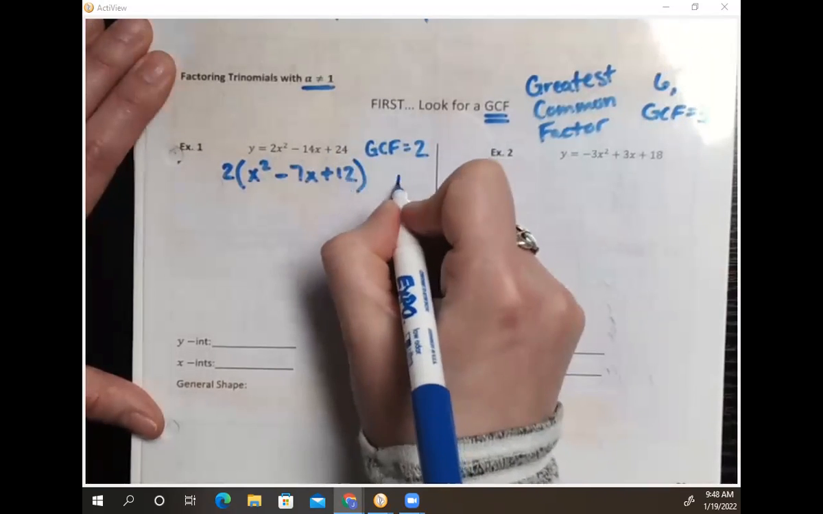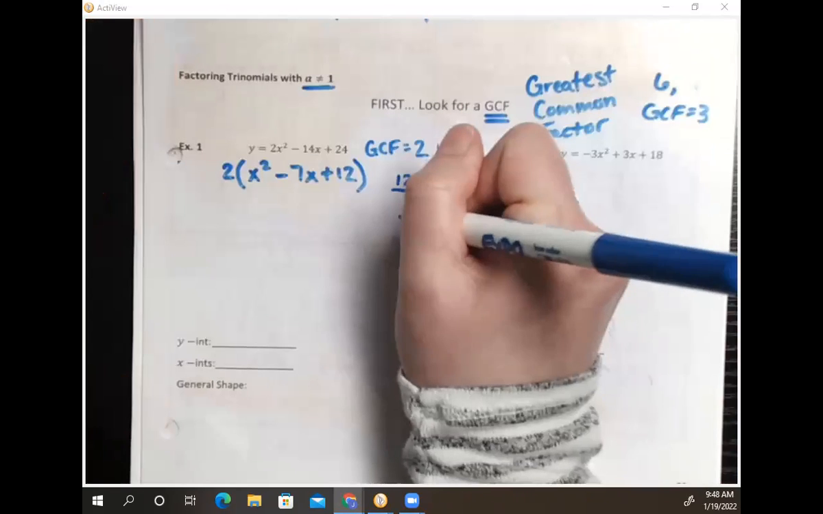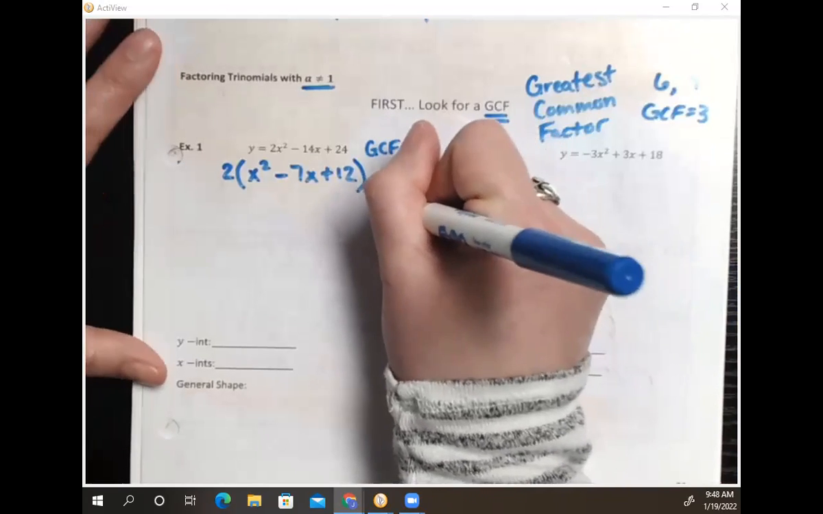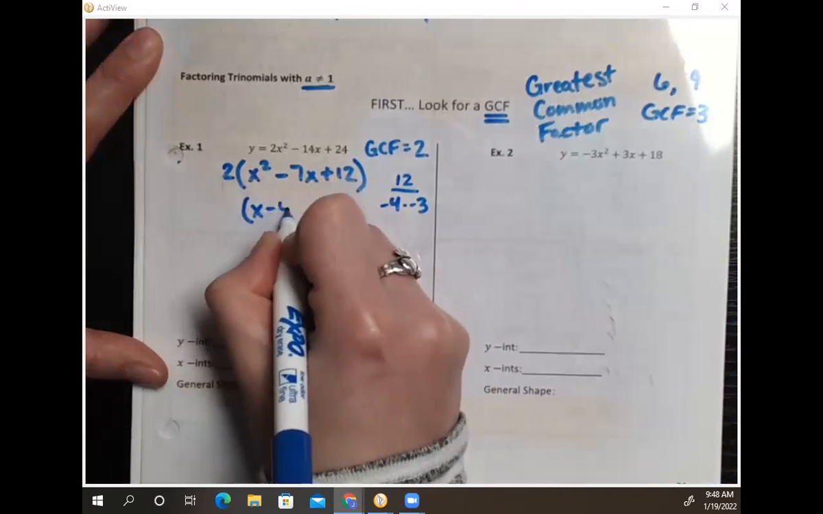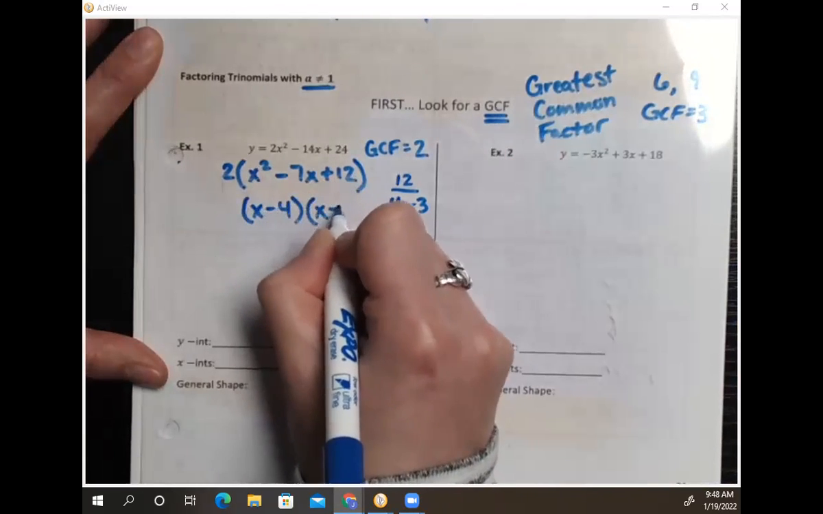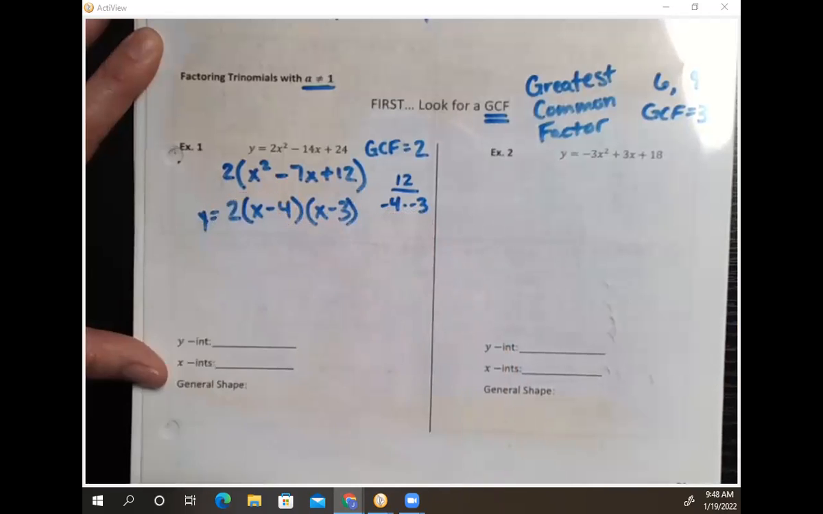So I'm looking for factors of 12 that would add to negative 7. Factors of 12 that would add to negative 7. What do I want? Negative 4 and negative 3. So this would be x minus 4 times x minus 3. And for our factored form, don't forget that 2 in front.